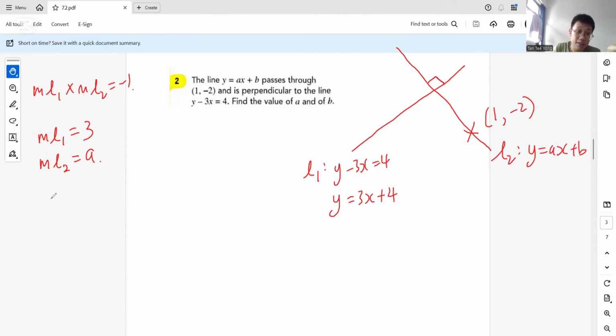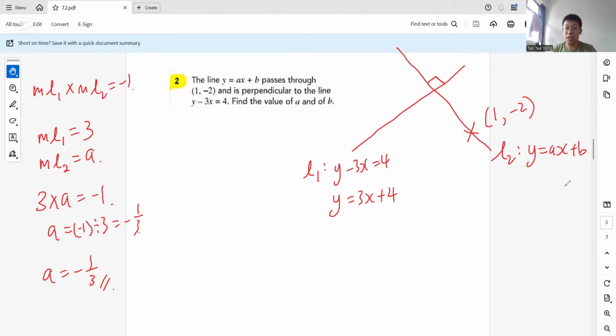That means we have 3 times a equals -1, so a equals -1 divided by 3, which is -1/3. So we have found the value of a. What about the value of b? We need to sub in our a value, such that now L2 is y equals -1/3 x plus b. So how do we find b?